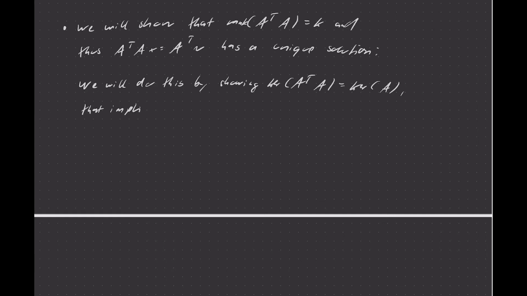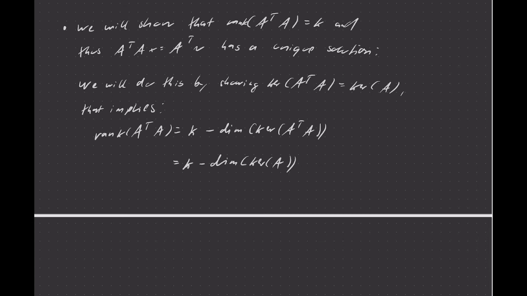That implies the following. The rank of A transpose A is related to the kernel of A transpose A by the rank-nullity theorem. A transpose A has k columns, so the rank is k minus the dimension of the kernel of A transpose A. And now if that kernel is the same as that of A, then we have k minus the dimension of the kernel of A.